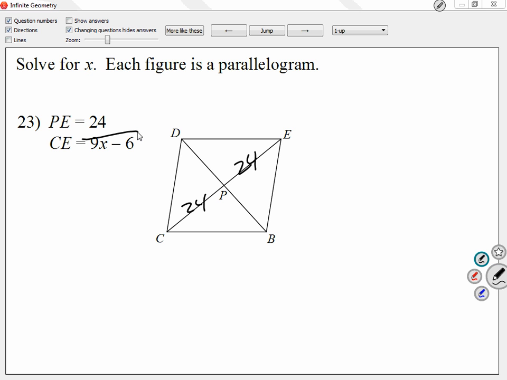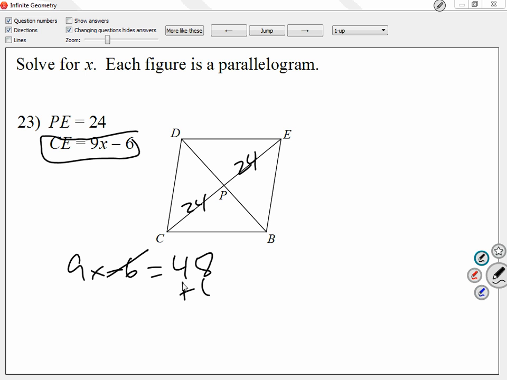For me to solve for x, I notice I have CE, which is 9x minus 6. How big is the entire CE? 48. So I'm going to go 9x minus 6 equals 48, the entire thing. My negative 6 on the left, let me bring it as a positive 6 on the right. So I have 9x equals 54, 48 plus 6. How big is x? 6. 54 divided by 9 is 6.